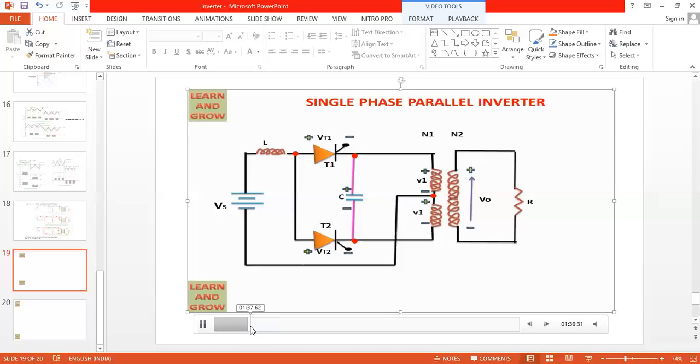So when the supply is on with only SCR T1 turned on with the firing pulse, the current starts from the positive terminal of the source and then moves to the inductor. So make a note: VS plus to inductor, inductor to SCR T1. You can see in the animation T1 is on, and from T1 it flows to the center tap transformer, one end of the winding, and then through the common point. Energy travels from high value to low value.